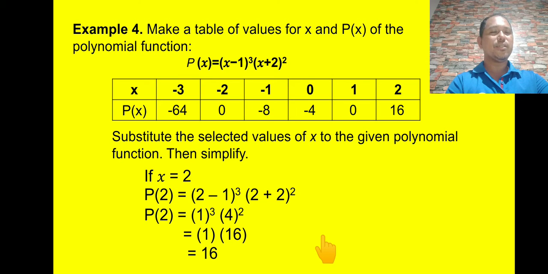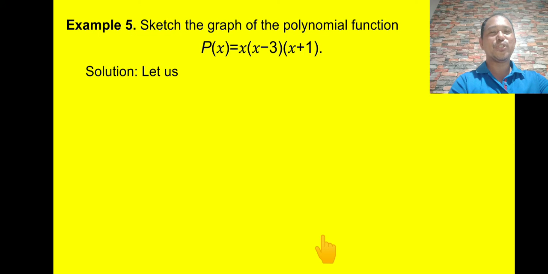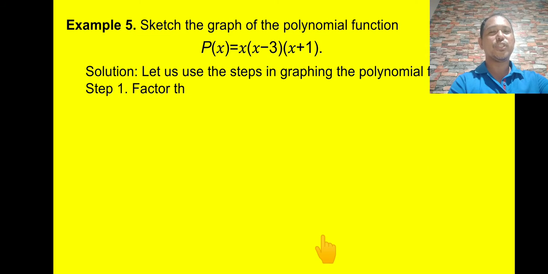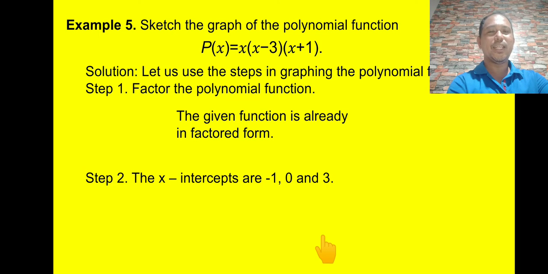Okay, so the next is to sketch the graph of the polynomial function. I mentioned that there are 4, but by the way, I forgot, this is 5. This is the last. Okay, sketch the graph of the polynomial function. So, solution. Let us use the steps in graphing the polynomial function. Step 1, factor the polynomial function. The given function is already in factored form. Then the x-intercepts are negative 1, 0, 3.